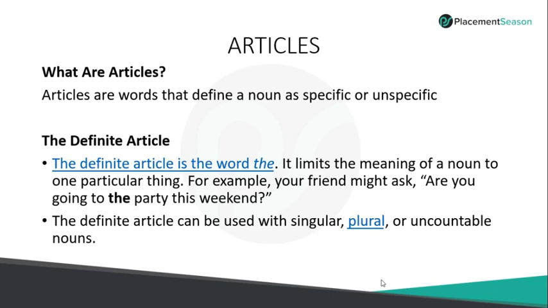Look at the example. Are you going to the party this weekend? If your friend is asking you, are you going to the party this weekend? Here, your friend is referring to one particular party and not any party. The definite article can be used with singular, plural, or uncountable nouns as well.